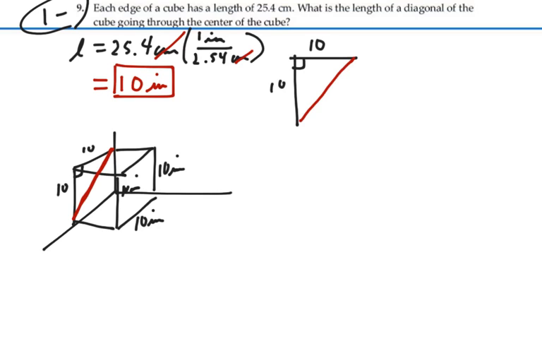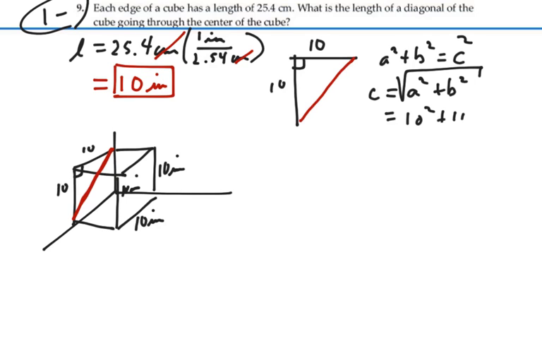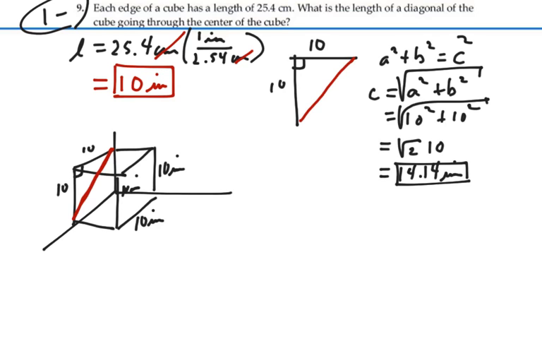And to find the length of that diagonal, we'd use the Pythagorean theorem. So a squared plus b squared equals c squared. C will equal the square root of a squared plus b squared. In this case, that would be the square root of 10 squared plus 10 squared, the square root of 200. And that is actually the square root of 2 times 10, or 14.14 inches. Okay. Well, we got that side.